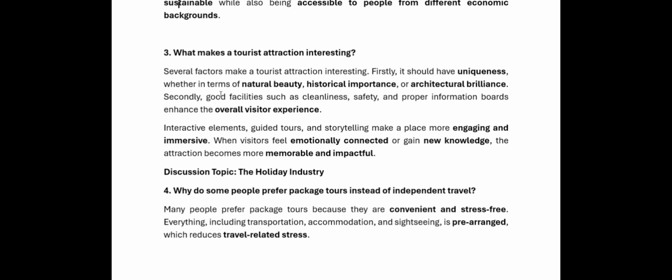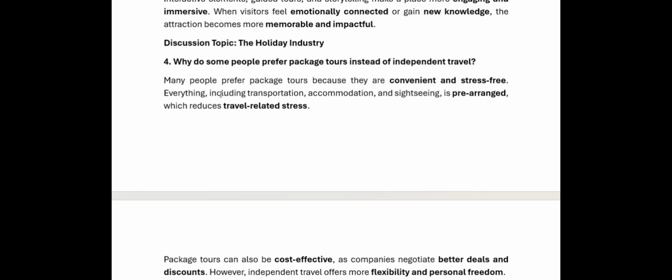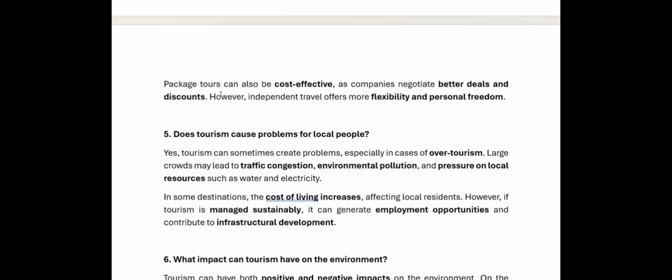Continuing with this, under the topic of holiday industry, question number 4. Why do some people prefer package tours instead of independent travel? Many people prefer package tours because, so you start again with a few words from the question. Many people prefer package tours because they are convenient and stress-free. Everything including transport, accommodation and sightseeing is pre-arranged, which reduces travel-related stress. Package tours can also be cost-effective as companies negotiate better deals and discounts.